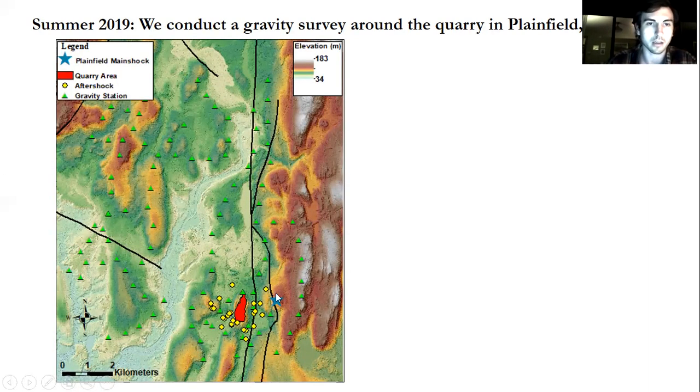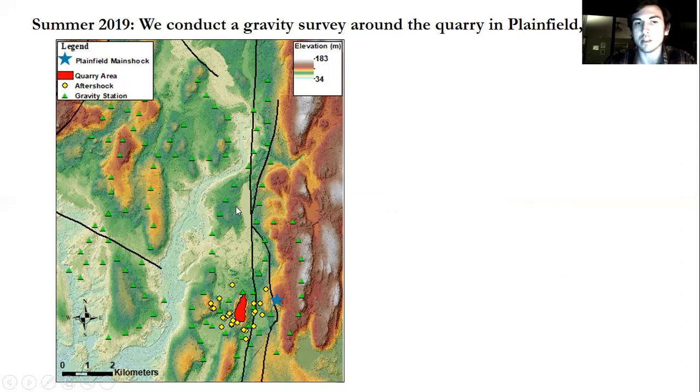You can see the gravity survey area around the quarry in red, the aftershocks yellow, the main shock is the blue star, and this is on a DEM over a hillshade map, so you can kind of see the elevation distribution in the area. And also these black lines are the mapped faults.